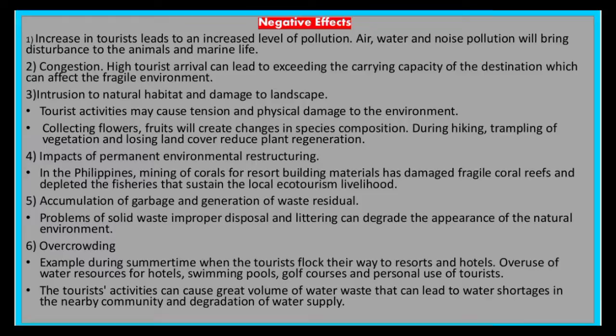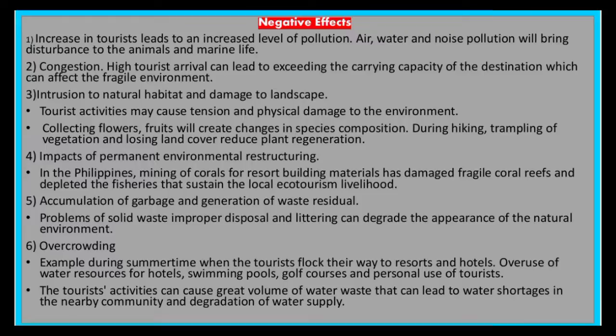Second, congestion. Congestion means high tourist arrival can lead to exceeding the carrying capacity of a destination, which can affect the fragile environment. For example, there are many tourists in Manila who came from other countries to take a ride, and that can cause traffic, noise pollution, and air pollution, so it can really affect our environment.